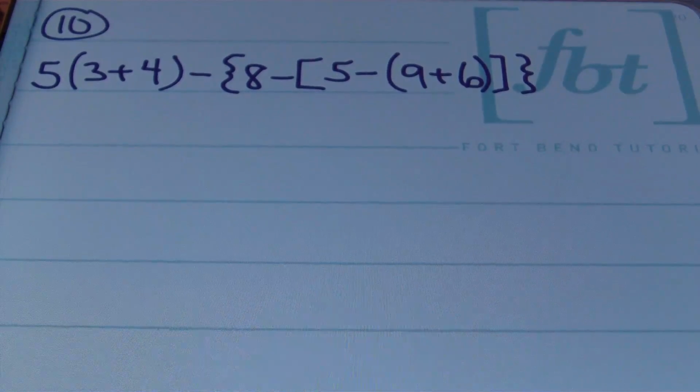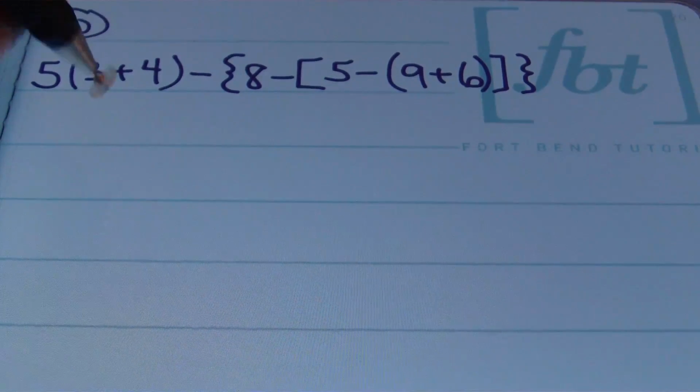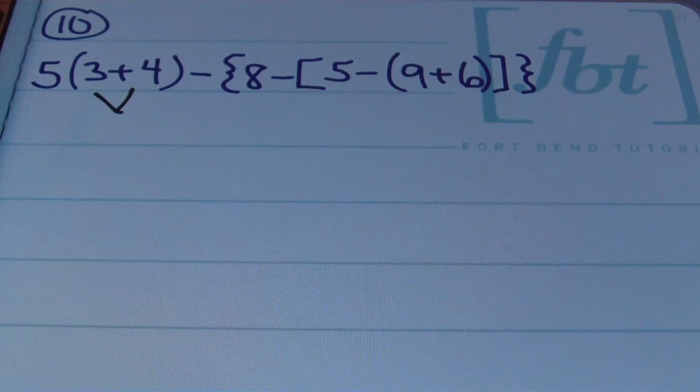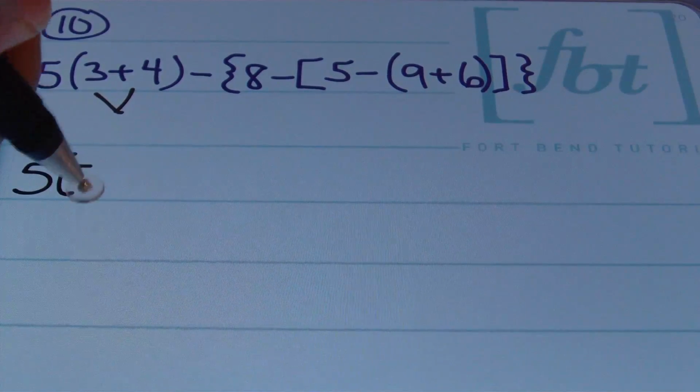All right, so anyway, I'm going to start in this first set of parentheses here, the 3 plus 4. I know that the braces and the brackets and the parentheses over here to the right are tantalizing, but we move from left to right. So we're going to start with this, 3 plus 4. That's 7. So I have 5 times 7.